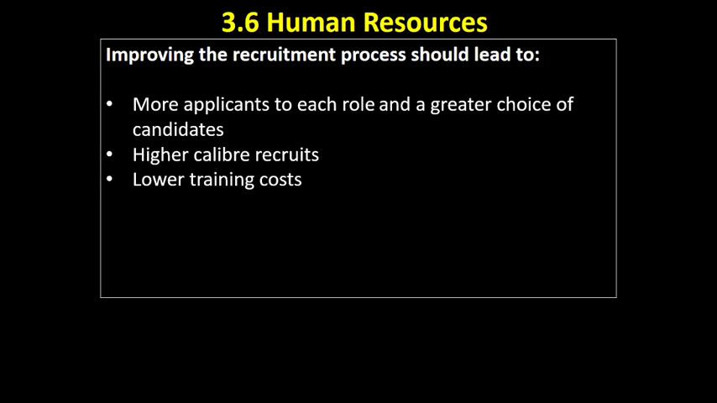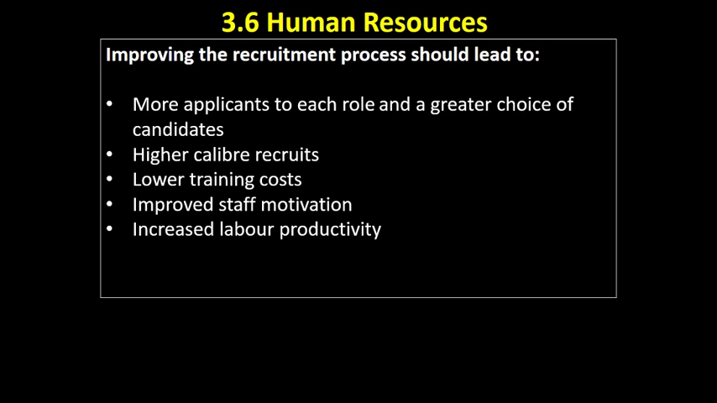Once we get people into the organisation, if they're higher quality, better skilled in the first place, we don't have to spend so much money training them. They should be motivated, because if we've got good quality recruitment, we're recruiting people with the right skills to the right job. It's not too easy for them, it's not too difficult, and therefore they should be engaged with work. This should raise labour productivity quickly. There won't be a long learning process before people get to know the job. And there should be reduced absenteeism and staff turnover.